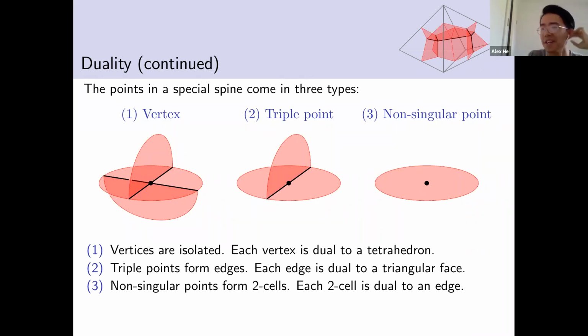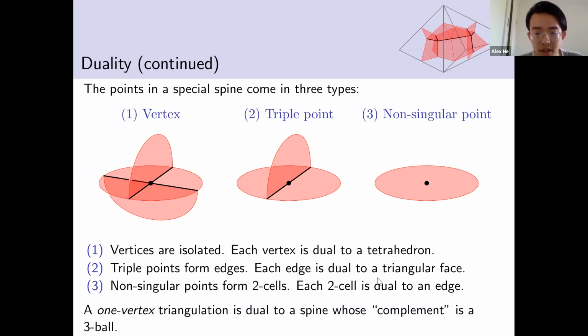In fact, maybe it's worth remarking, Matveev and Piergallini, when they proved their theorem, they didn't prove it in terms of triangulations. They proved it in terms of special spines. So it's not just me that finds special spines to be a good setting to do these kinds of things. Oh, right, sure. I should say we're talking about one vertex triangulations.